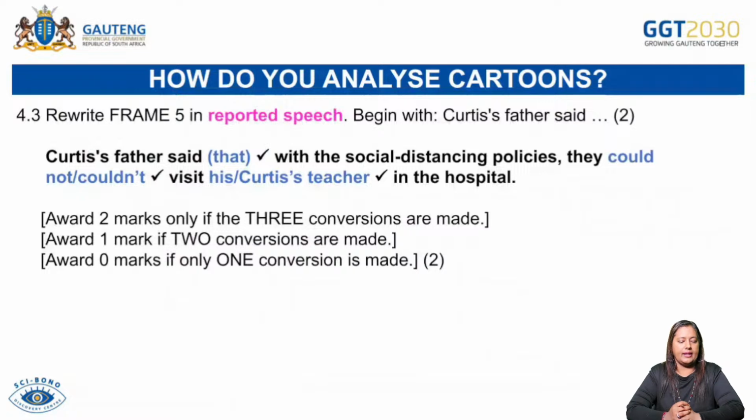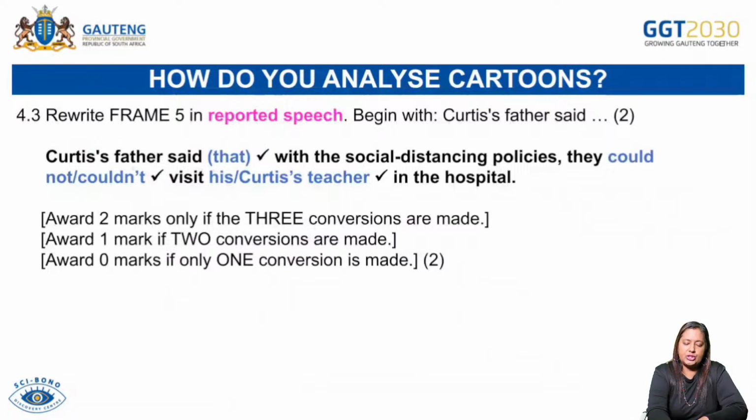Okay. Then rewrite frame 5 in reported speech. Okay, that again is the language question. You will see that appearing for 2 marks. Any of the language structures we deal with. So it says, begin with Curtis's father. So we go back to frame 5. We look at the sentence and we give the answer.